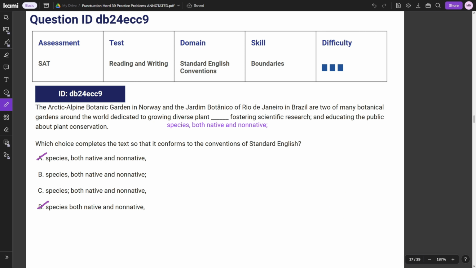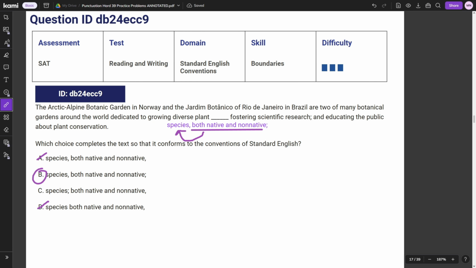Alright, so I went ahead and plugged in answer choice B. Now let's read this out and see if it would make sense. These 2 gardens are 2 of many gardens around the world dedicated to growing diverse plant species, both native and non-native, fostering scientific research, and educating the public about plant conservation. So when we put the semicolon after both native and non-native like this, we're saying that both native and non-native would be adding on extra details to the idea right before it, which would be diverse plant species. Now would this make sense? Would there be both native and non-native plant species? Yeah, that would indeed make sense. That means our answer would be B.